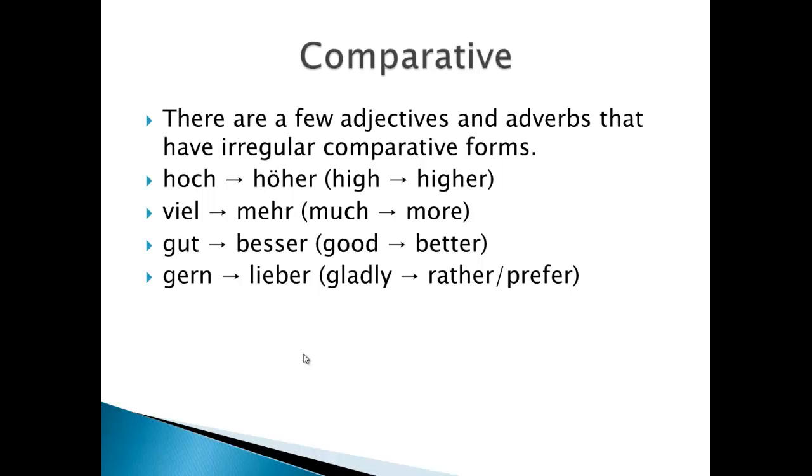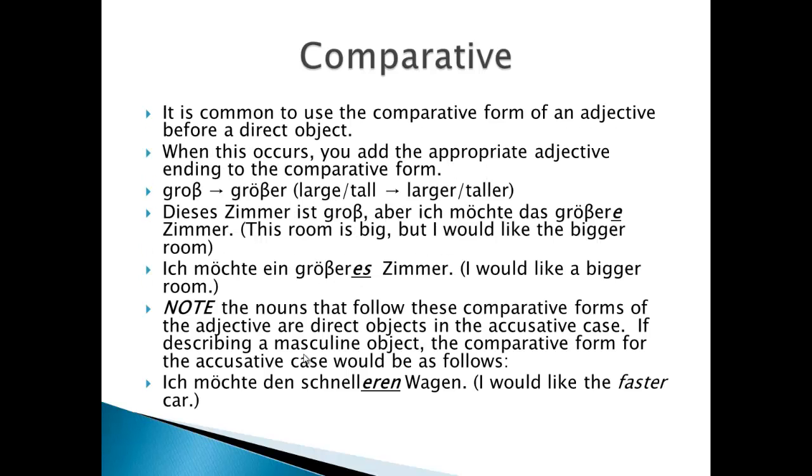And we also have the irregular forms, right? Hoch, höher, viel, mehr, gut, besser, gern, lieber. Okay, so gut, besser. Remember, it's not good, gooder. Gut, besser, good, better. And more examples of those are in the book, of course. If you want to look at pages 260 and 261, those show a lot of those in there, and they also show the superlative forms, which we'll get to in the next couple slides.